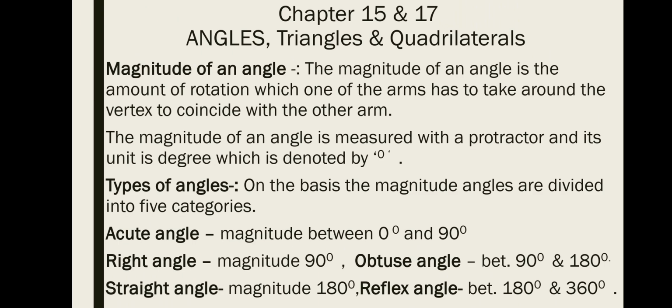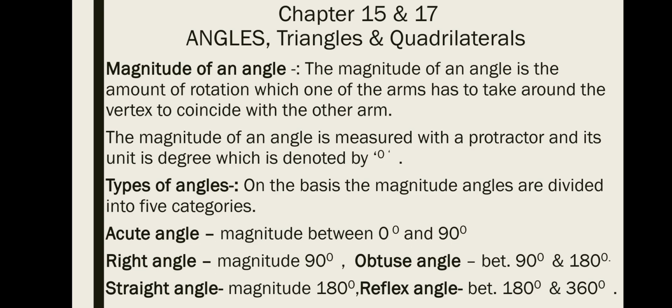Magnitude of an angle. The magnitude of an angle is the amount of rotation which one of the arms has to take around the vertex to coincide with the other arm. The magnitude of an angle is measured with a protractor, and its unit is degree, which is denoted by a small zero in superscript. So you can see the superscript.